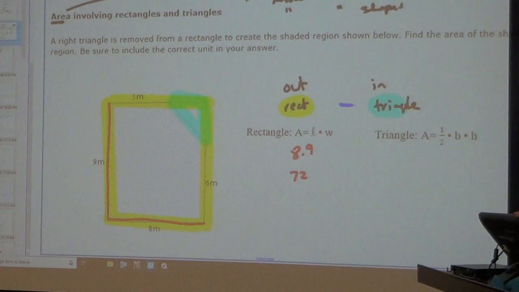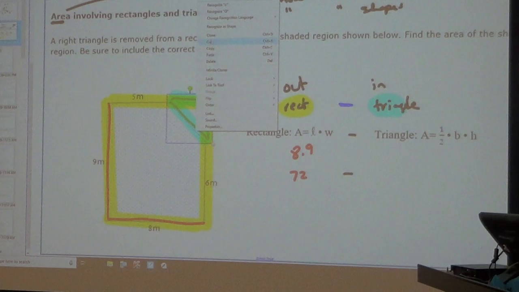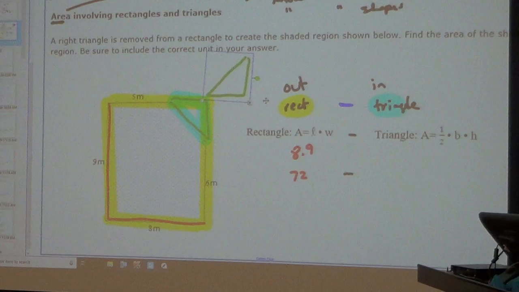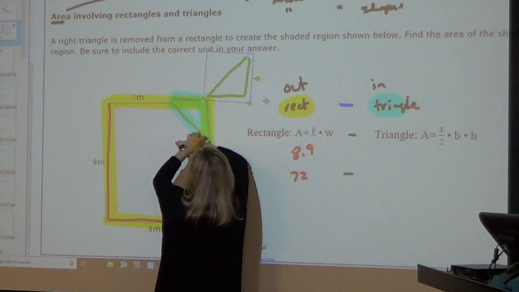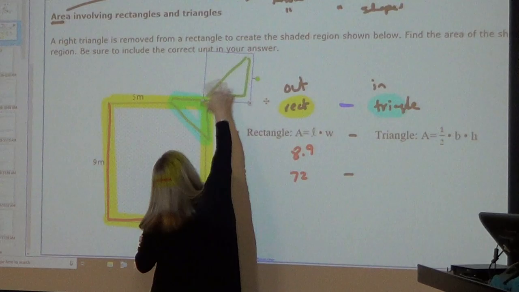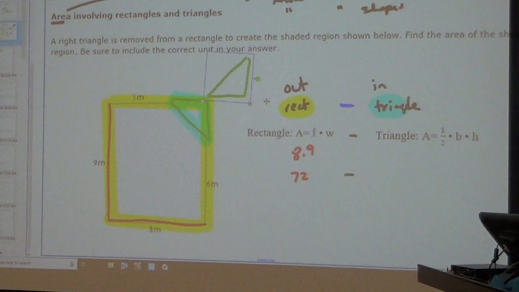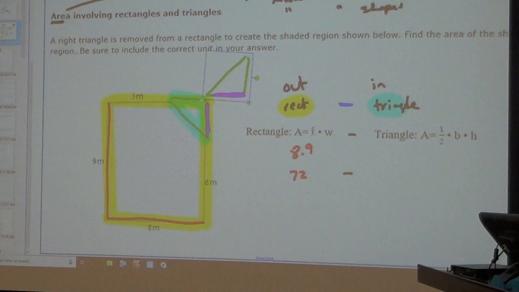Now, for the triangle, here's my little baby triangle. You have to realize that we need to know the base and the height. So what I'm going to do is take that triangle and turn it to make you realize that the base is what it sits on and the height is straight up and down. Because the way it is right now, there's no base. It's not sitting on anything. So if I take it and turn it clockwise, this is my base and this is my height. So my base is going to be this side. My height is going to be this side.